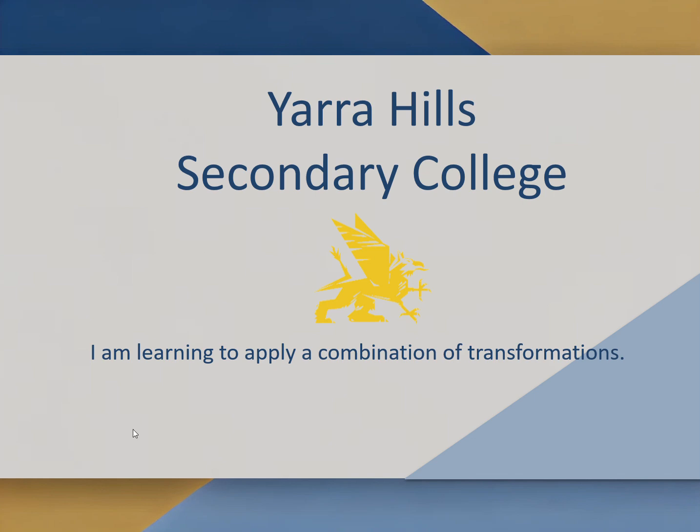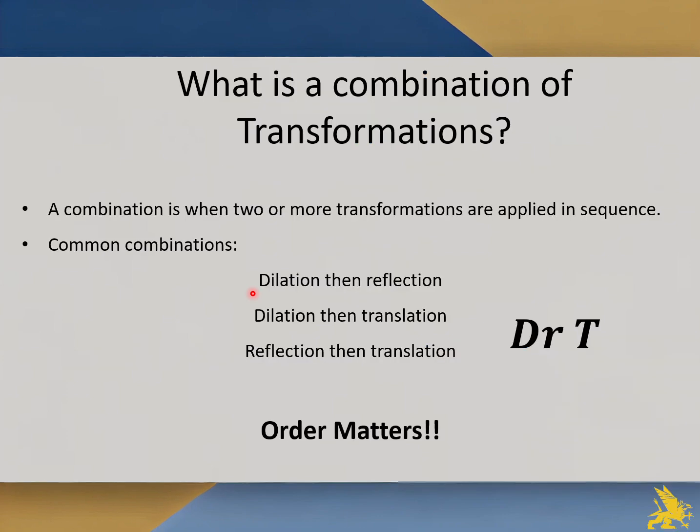So we are working on learning to apply combinations of transformations. This is from 7C of the Unit 1 and 2 Mathematics textbook of Cambridge. Order matters with the combination of transformations. If it's starting from a basic graph, we always go through using DRT: dilation, reflection, and translation. So dilation will come first before reflection. Dilation comes first, then translation.